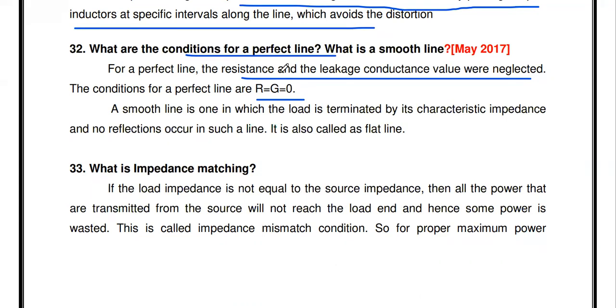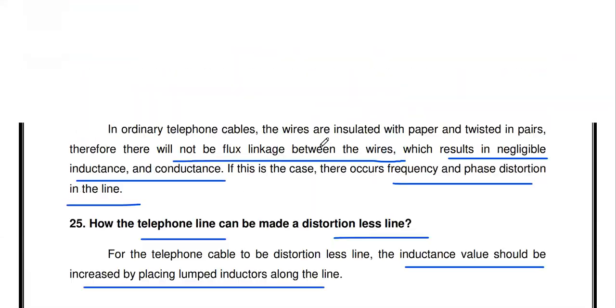That line is called a perfect line. A smooth line is one in which the load is terminated by the characteristic impedance, so at that time we may not get any reflections in the line. That line is called a smooth line or flat line. Already we discussed the smooth line question in the previous video also.